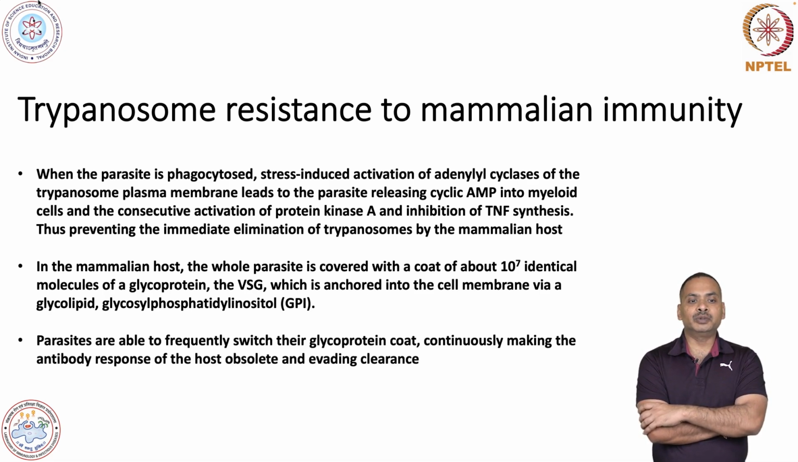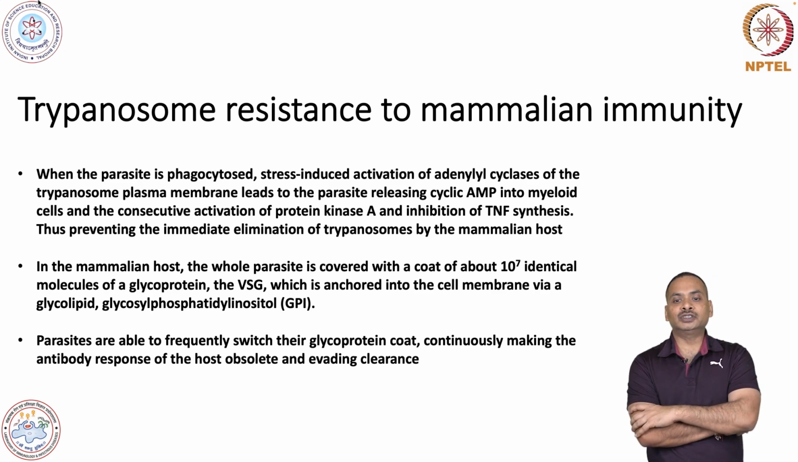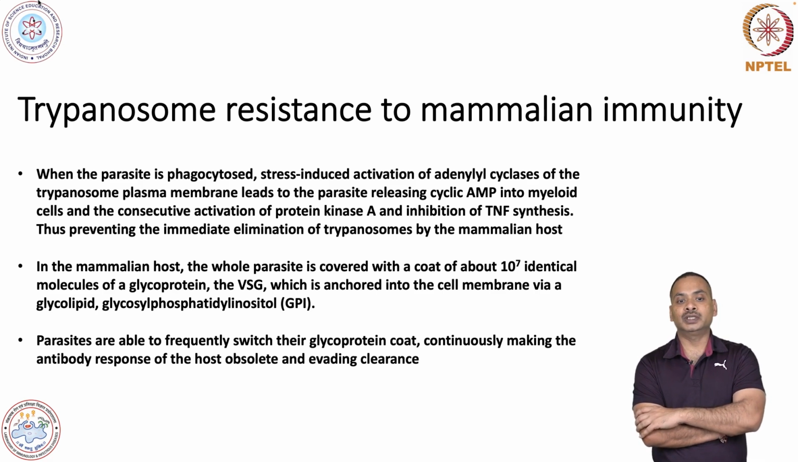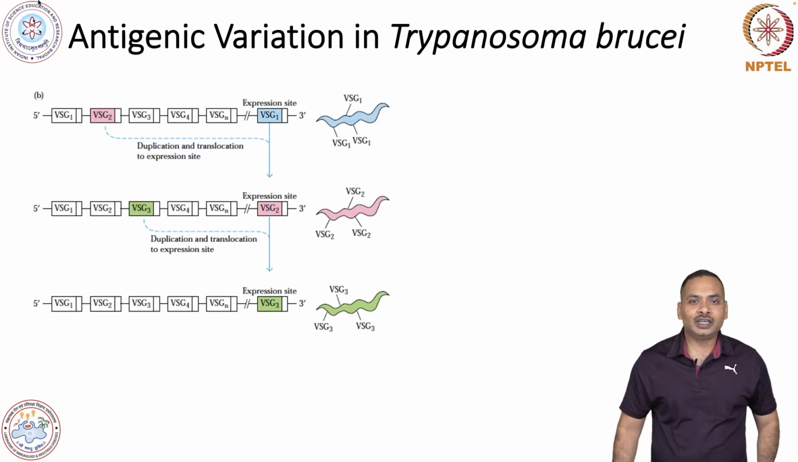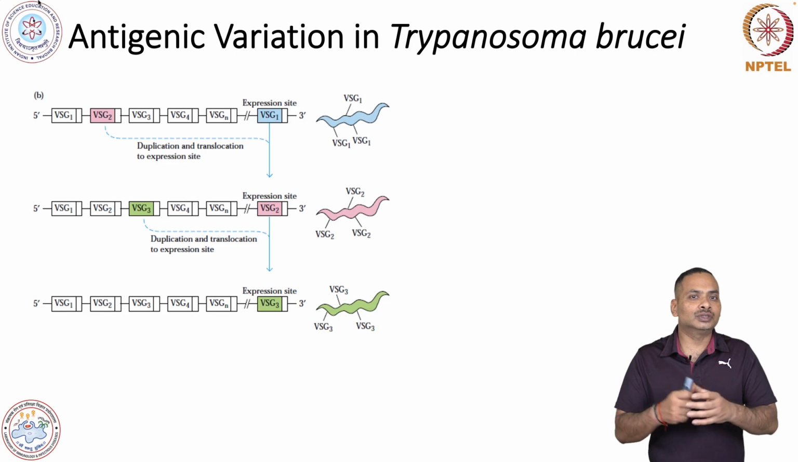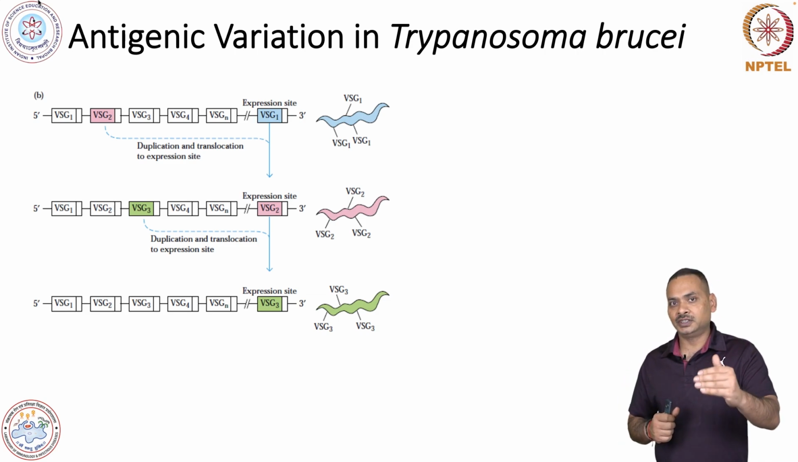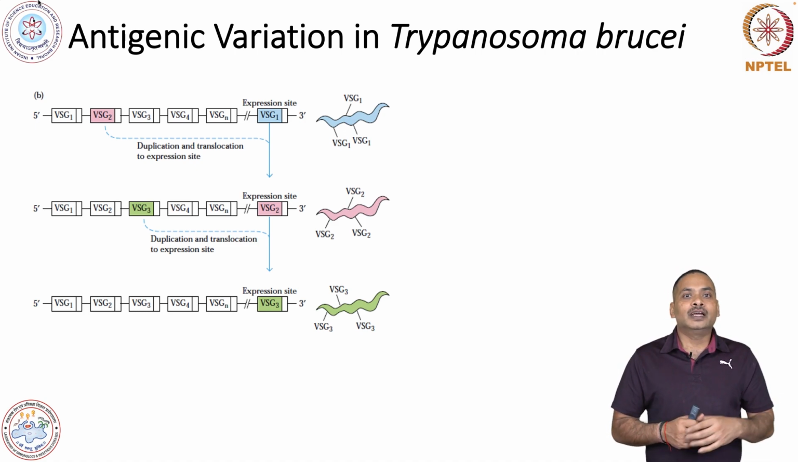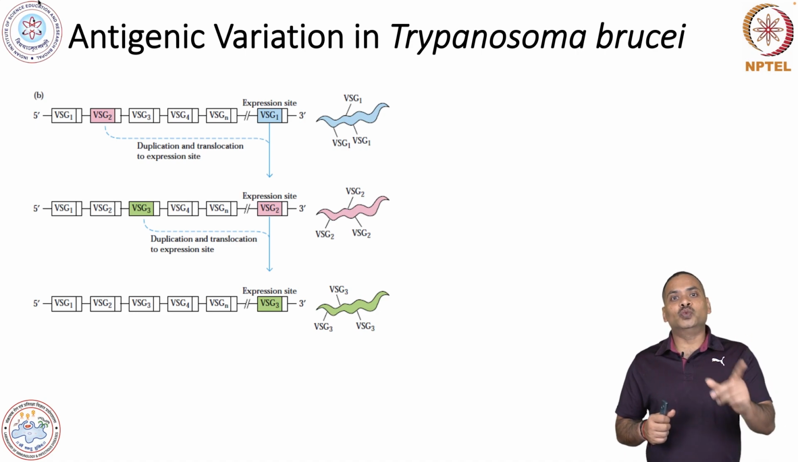Parasites are able to frequently switch their glycoprotein coat. This is very important, just follow it. Continuously making the antibody response of the host obsolete and evading clearance. I will explain in more detail in a subsequent slide. Here I just want to explain that they have about 1000 to 2000 copies of this VSG gene, the variant surface glycoprotein, and at a time only one is expressed.